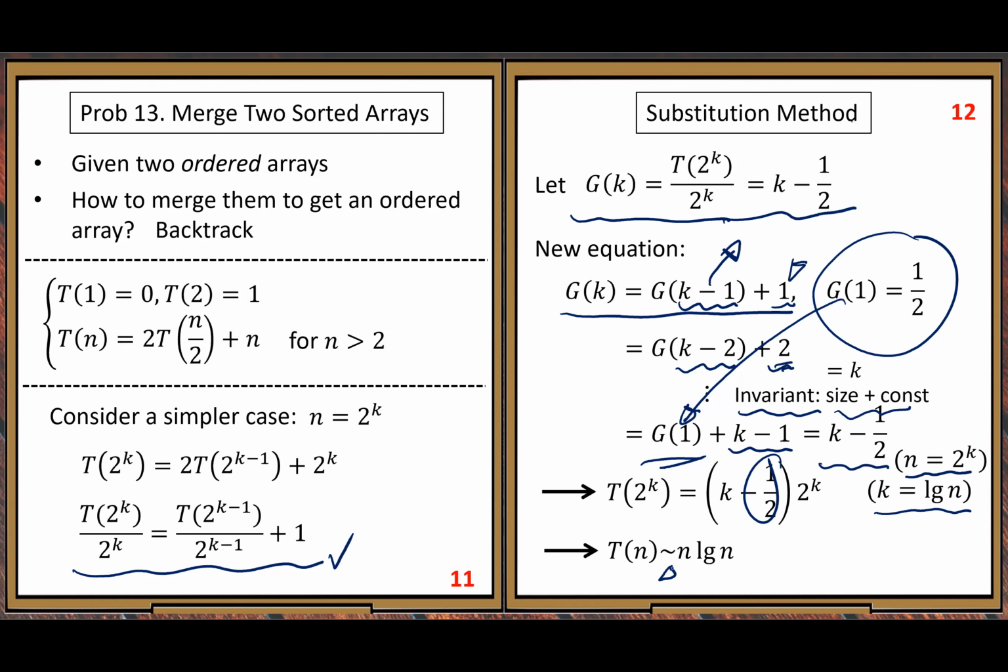But this comes from the special assumption that n equals 2 to the k. That's a special assumption. All right, so we get this n log n formula expression.